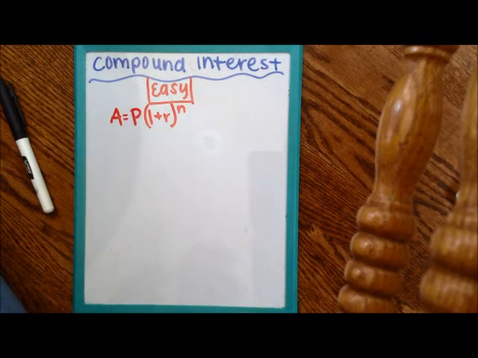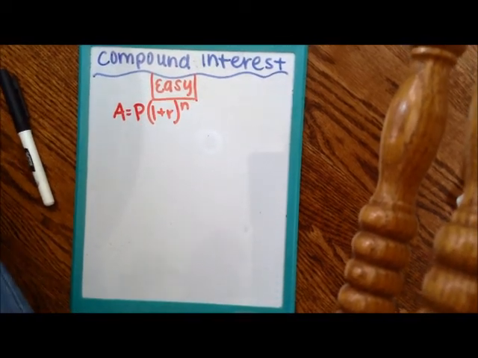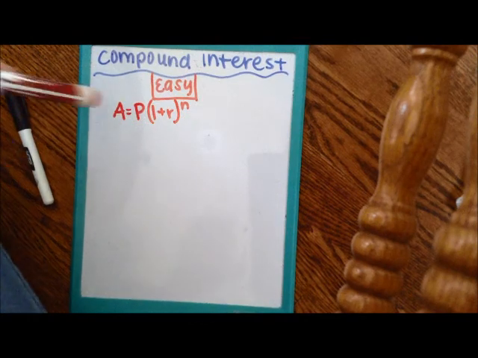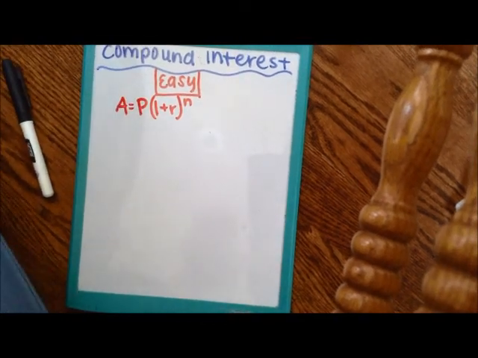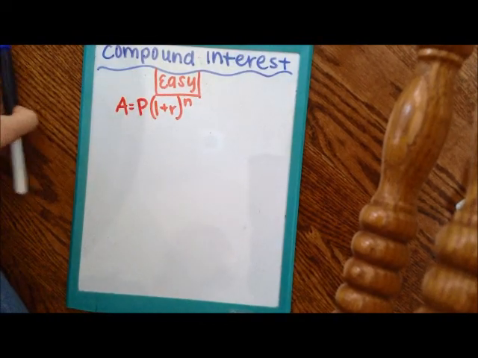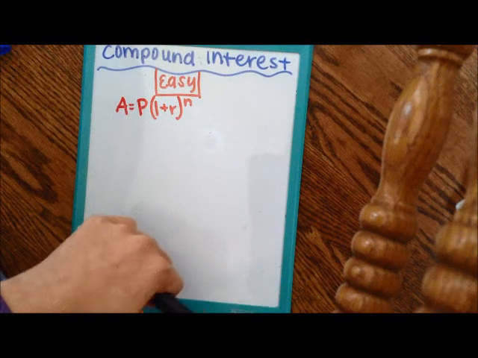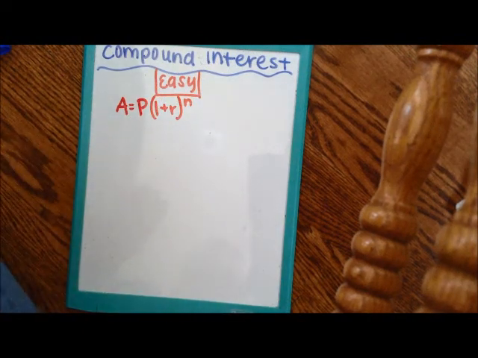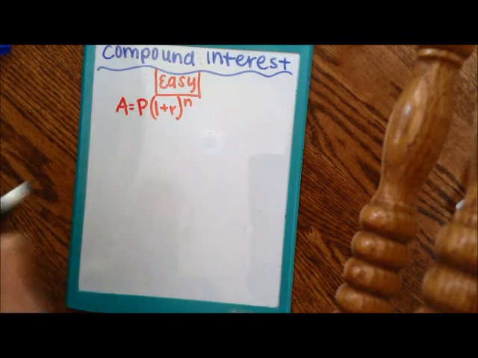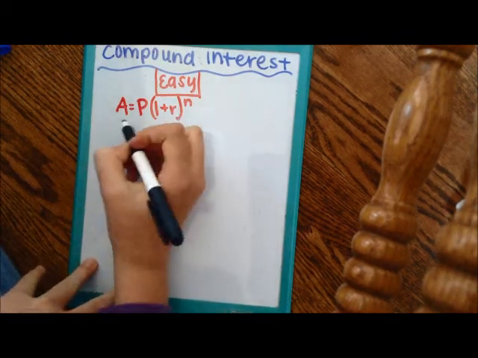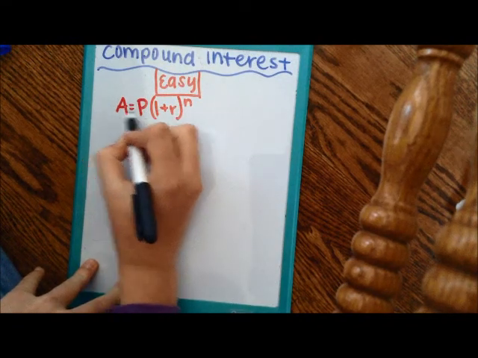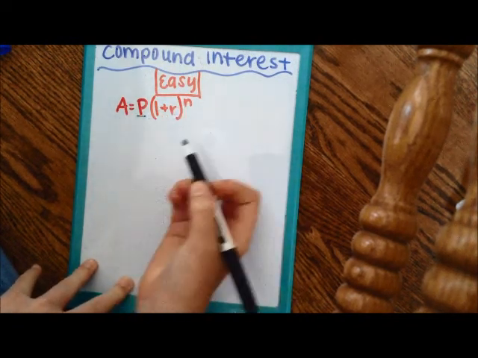Talking about compound interest today, and we're going to be doing an example. So we already have our formula for compound interest, and that's the amount equals the principal amount, and then we have the rate here and the number of years or periods, or how often it's compounded.